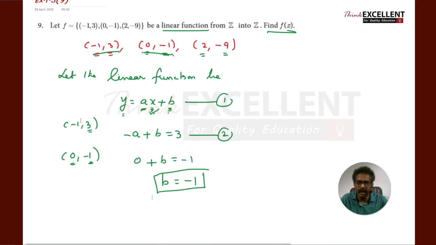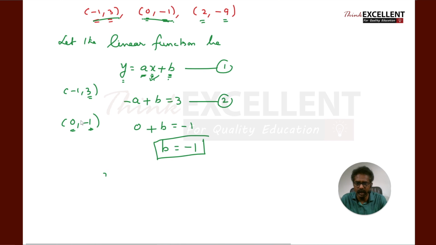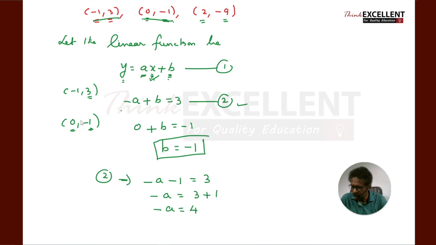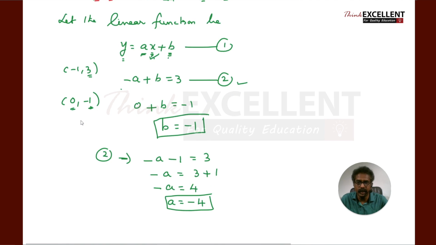So now we want a also. For that you substitute this value in the first equation: -a plus b equal to 3. -a plus b, with b value -1, equal to 3. Or you can say -a is equal to 3 plus 1. So -a is equal to 4, and you are getting a is equal to, change the sign, -4. So you got the values of a and b.